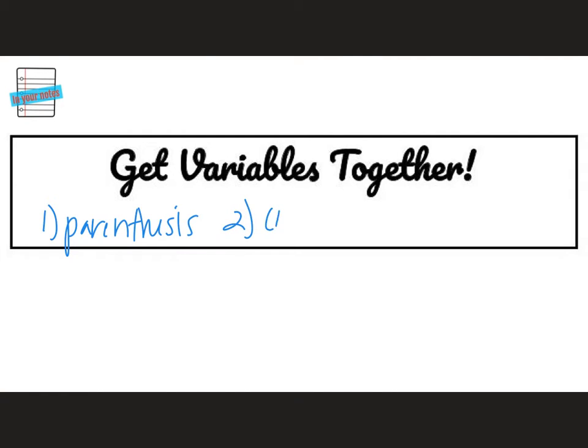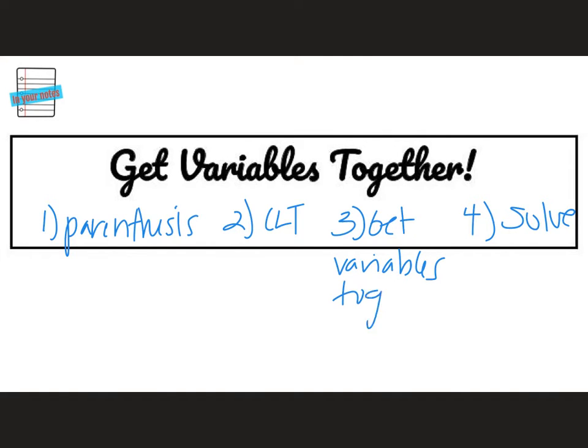We'll combine like terms. Then we had the step of solving, but we're going to add one more step in here now, as we have variables on both sides. We're going to get the variables together. So this number 3 is kind of our new step as we look at what we were working on last week.